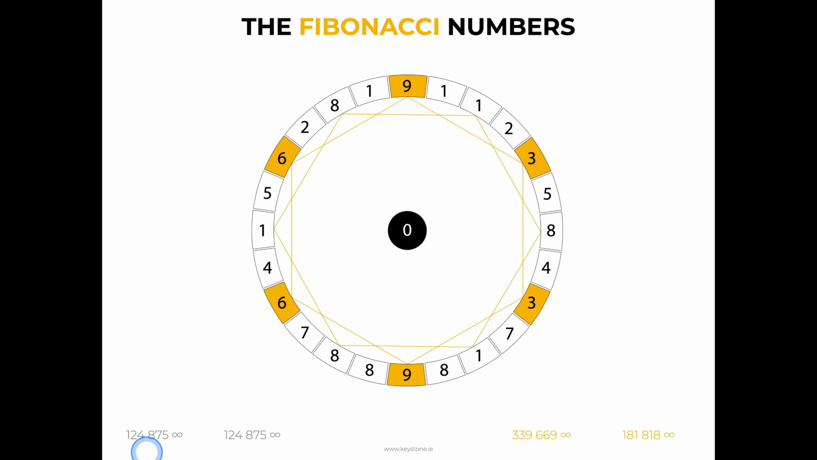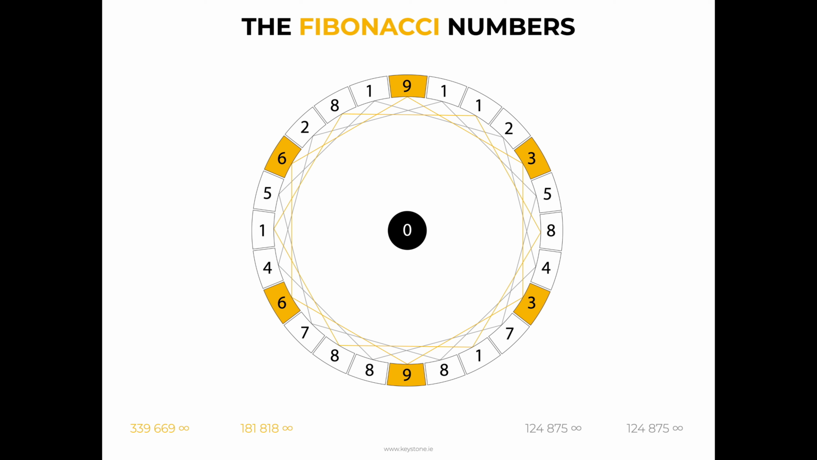So within this Fibonacci wheel, we actually have 4 patterns. We have 1, 2, 4, 8, 7, 5 twice. We have 3, 3, 9, 6, 6, 9 once. And 1, 8, 1, 8, 1, 8 once. And all 4 patterns spiral to infinity.